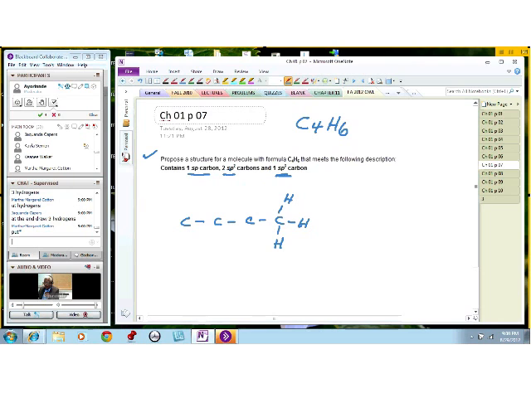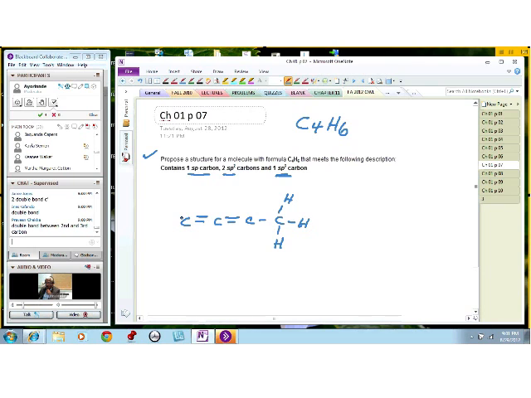Now we need 2 sp2 carbon and 1 sp carbon. What do we do? We need 1 sp carbon and 2 sp2 carbon. Okay, somebody said 2 double bonded carbon. Excellent. Okay, you guys got it. 2 double bonded carbon. Good. So you guys say I should have 2 double bonded carbon, which is excellent.